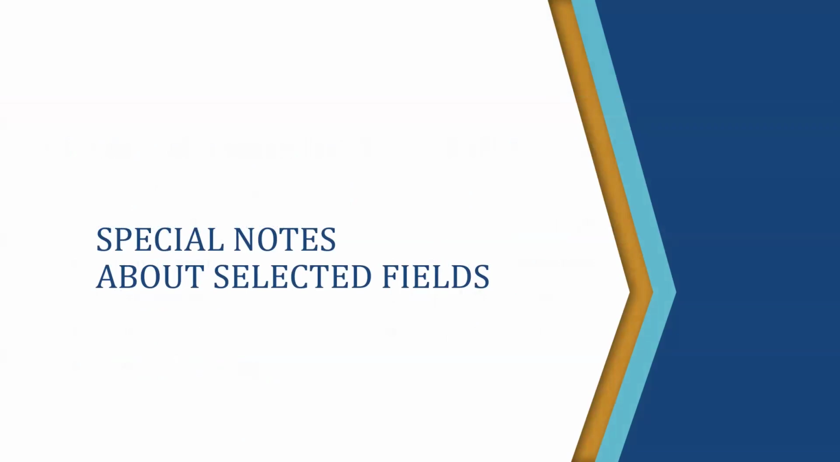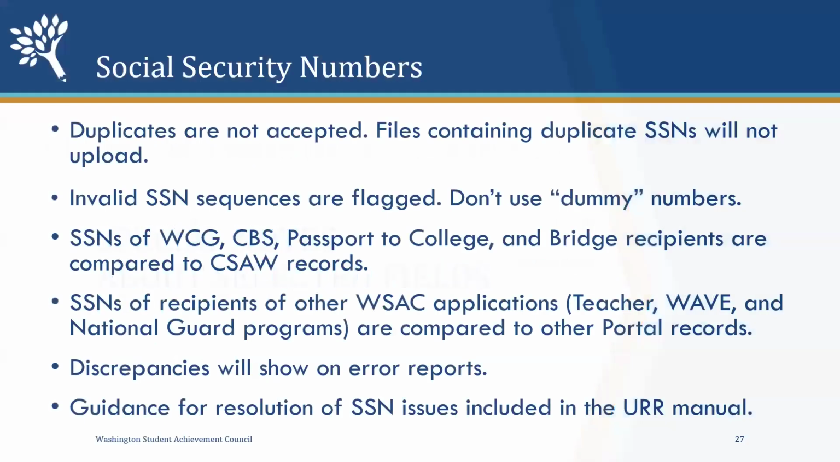Special notes about selected fields. One of the most problematic fields that we have is the Social Security number field. We had a number of issues in 22-23. Duplicates are not accepted. So if you have files that have duplicate SSNs, it won't upload. But in addition to the duplicate SSN, we are really asking you to be aware of the different Social Security numbers for the same person.